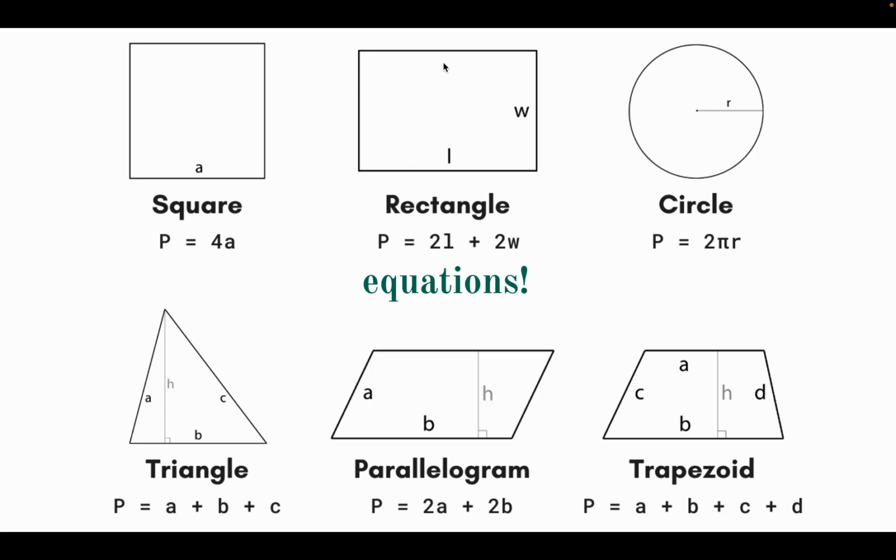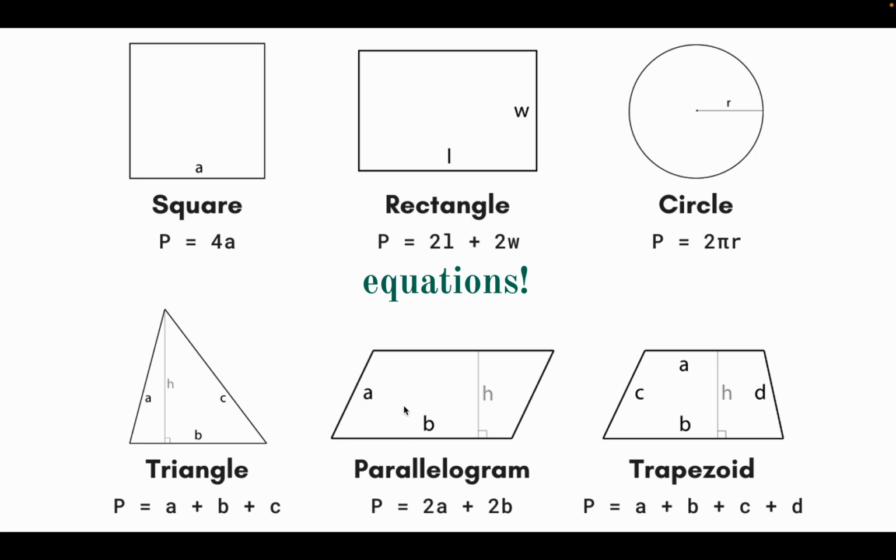For rectangle, you're just adding the two lengths and the two widths, so 2l plus 2w. For circle, you're doing 2 pi r. Again, r is the radius. For triangle, you're just adding the sides together. Perimeter is pretty easy because you're really just adding all of the values of the sides.